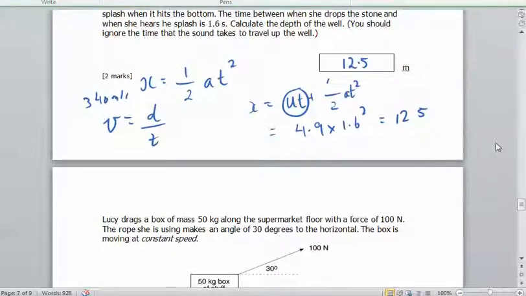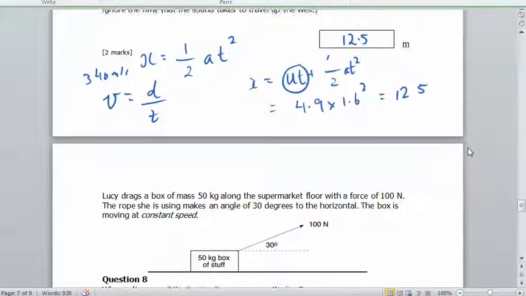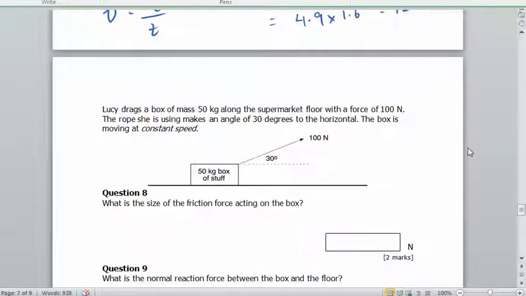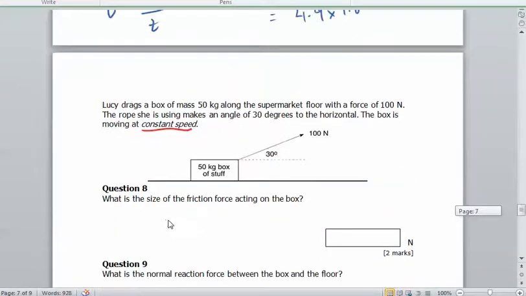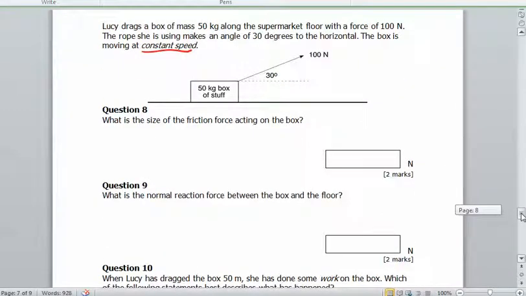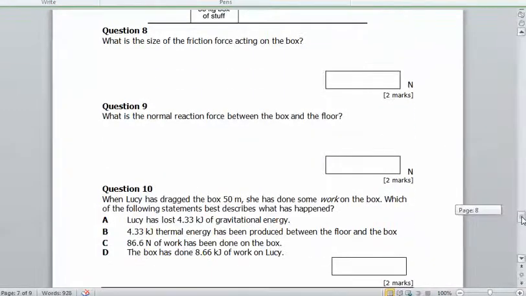Alrighty. Lucy drags a box. Now, guys, this is exactly the same as before, isn't it? I expect you to be able to finish those off, and if you can't get that question, then you're going to have some problems. We've just been through probably three of that type. Exactly the same thing, normal reaction force. These have come from various Year 11 exams, so a lot of these questions really do tend to repeat themselves.